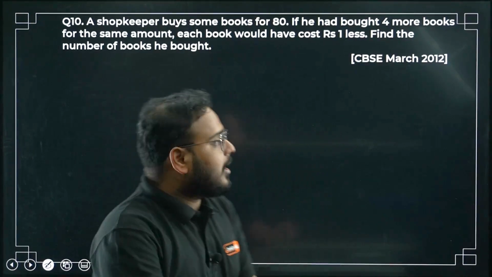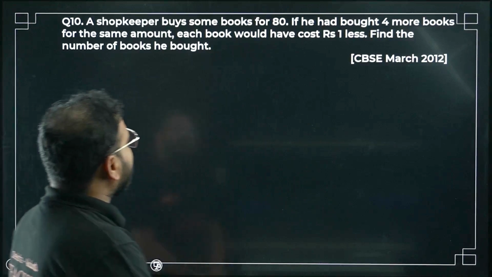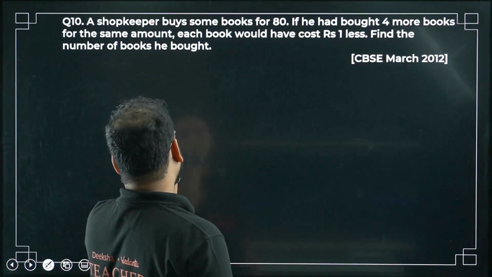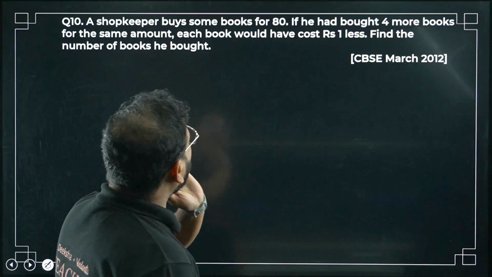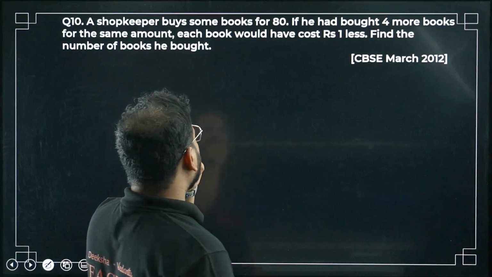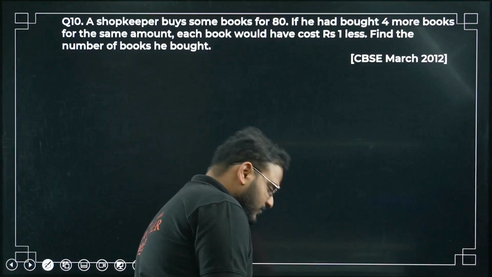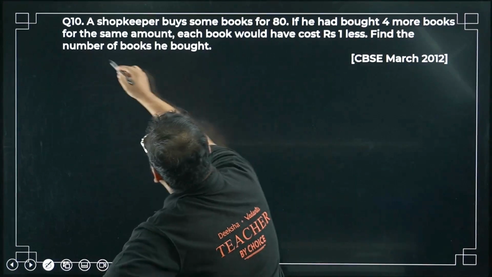Okay. A shopkeeper buys some books for 80 rupees. If he had bought 4 more books for the same amount, each book would have cost 1 rupee less. Find the number of books he bought. Okay, so we'll assume the number of books to be x.